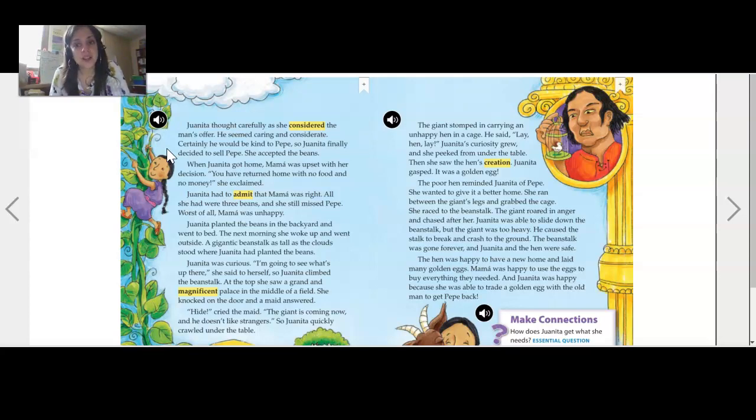There's a lesson right there. Juanita worked so hard and kept her faith that she was able to accomplish her goal of keeping Pepe. So we have met all 3 features of a fairy tale. We have made up events that can't really happen in real life. We have magical events and characters, and we learned a lesson.